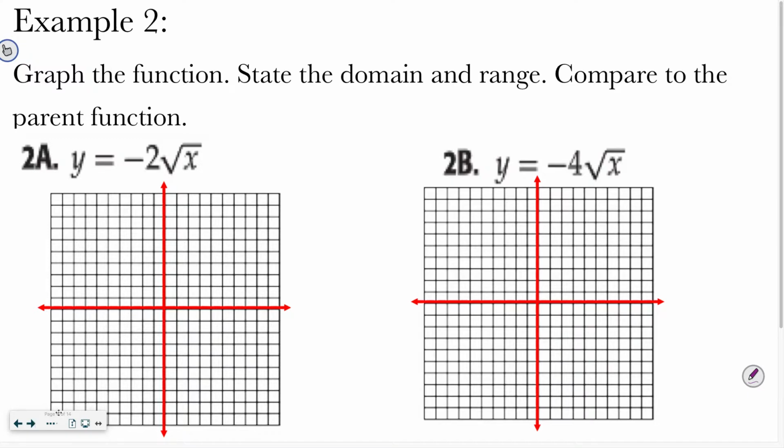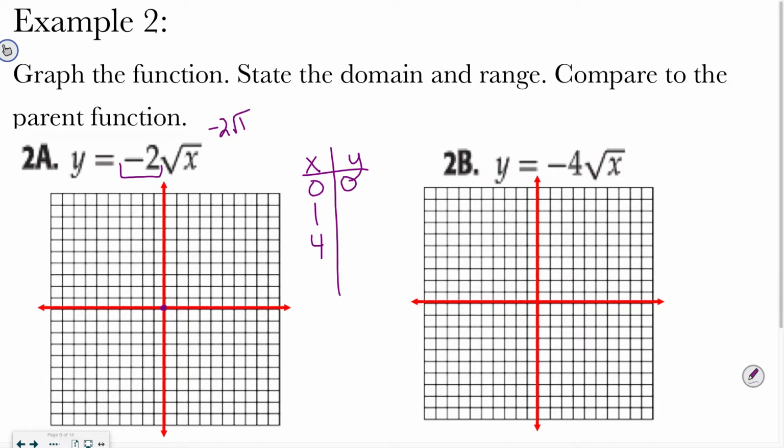So I start with y equals -2 square root of x. So I'm multiplying by a -2. If I make an xy table and plug in some perfect squares, so 0, 1, 4. If I plug 0 in, I'm going to get 0 out. If I plug 1 in, the square root of 1 is 1, so -2 times the square root of 1 is -2. And then if I do -2 times the square root of 4, that's -2 times 2, or -4.